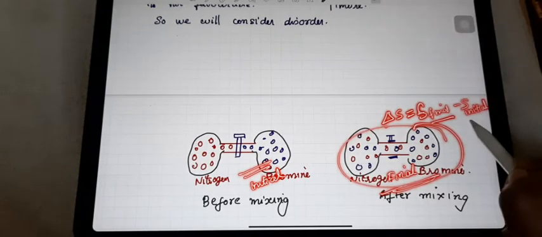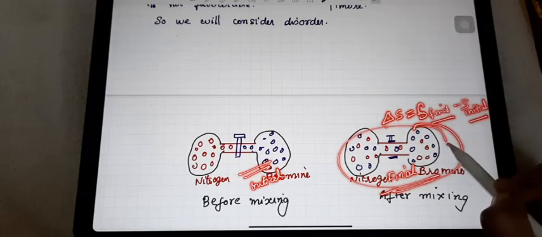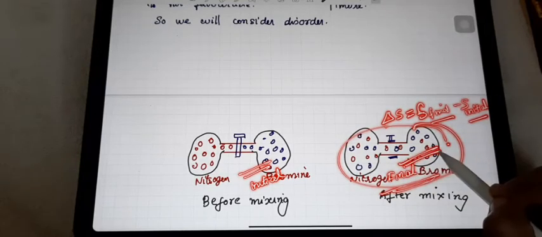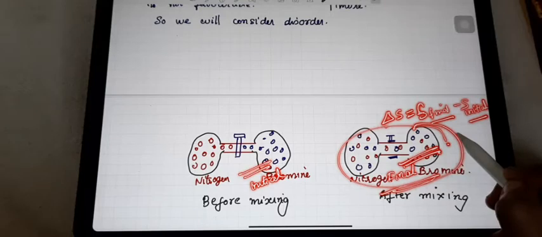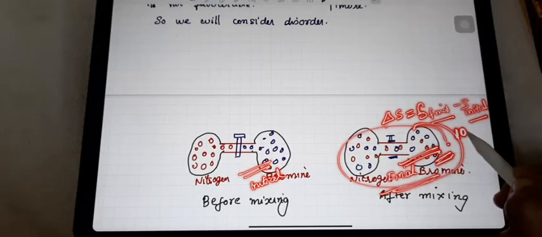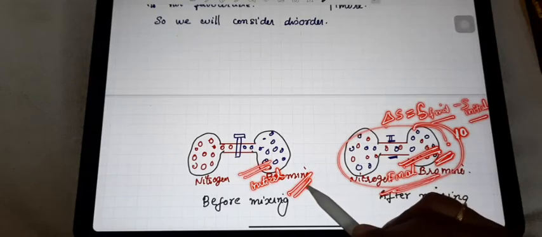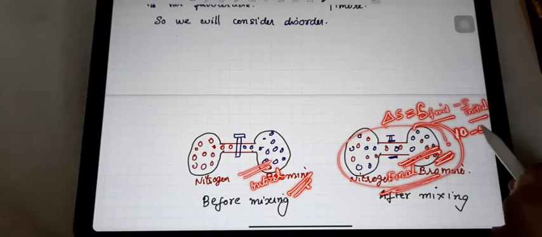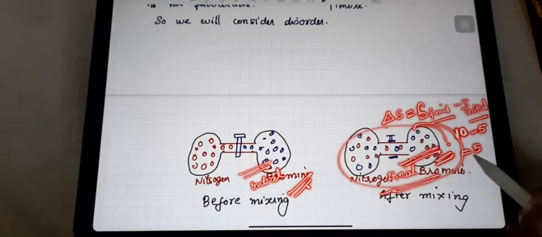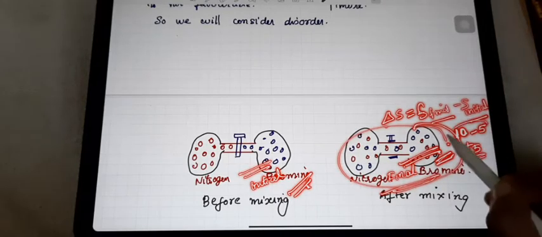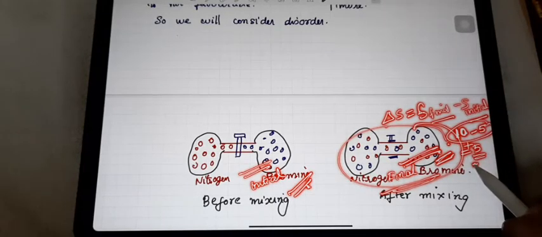So S final minus S initial. Here the degree of disorder is more in the final state. Just assume the degree of disorder is 10 for the final state, then surely the degree of disorder is less in the initial state, so just assume 5. So what is the value? It is plus 5. These are just assumed values only. So you will get a positive value.